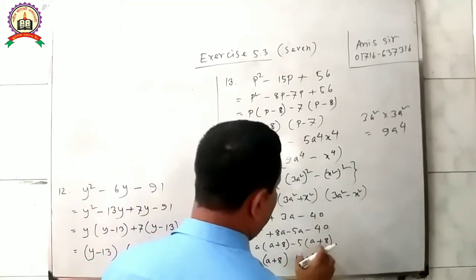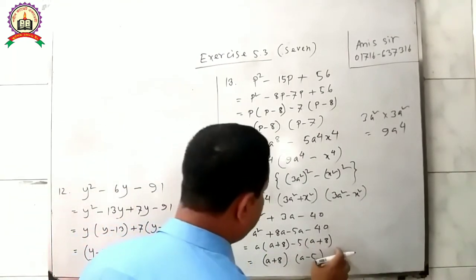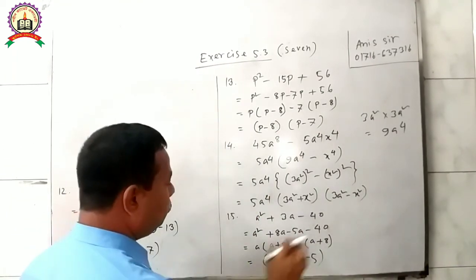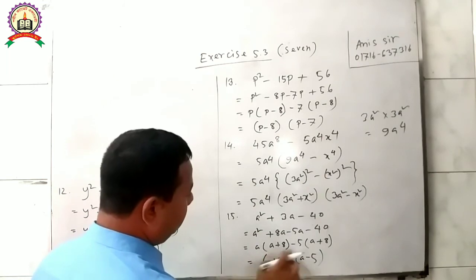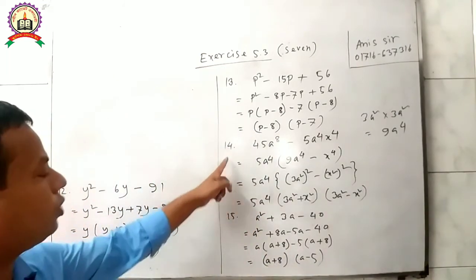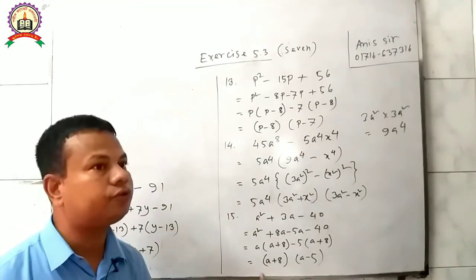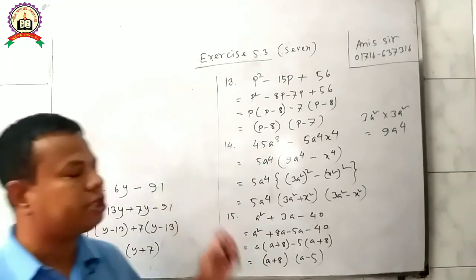So a plus 8 and a plus 8 are common in the two pairs. So take a plus 8, and then we get a minus 5. These are the two factors of this expression, and this is the answer. You have to solve these problems in this way, and these questions are very important.